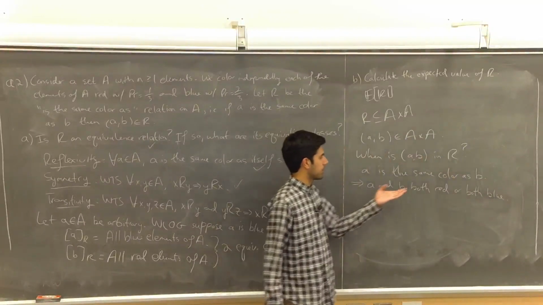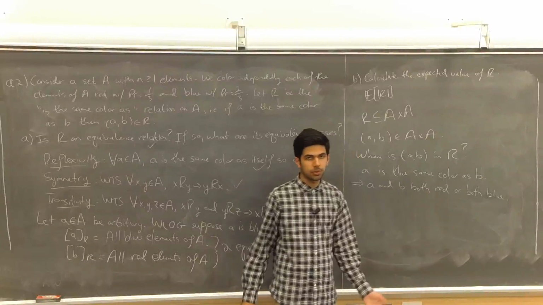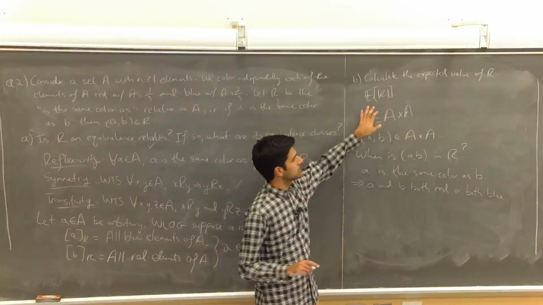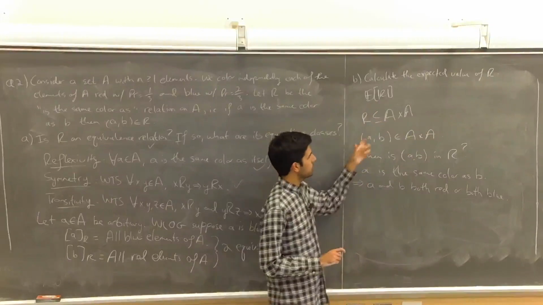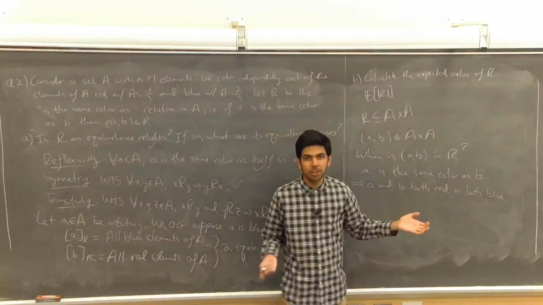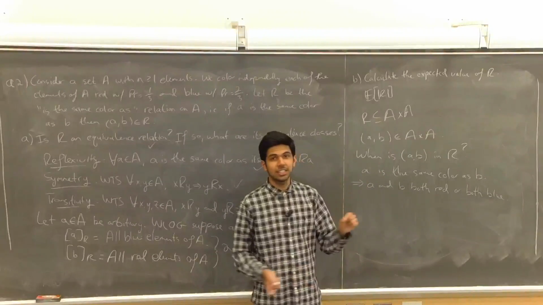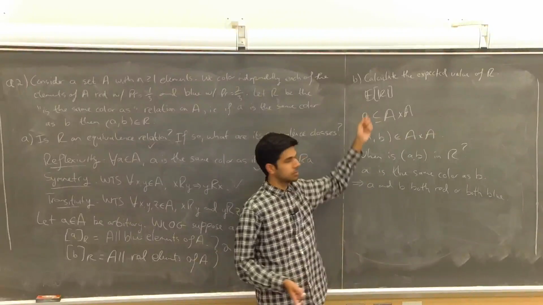Which means that A and B are both red, or they're both blue. So now we might start to think of how we're going to compute this expected value. We'll look at every single pair in A cross A, and we'll assign it an indicator. And that indicator will tell us whether or not it's going to be in R.